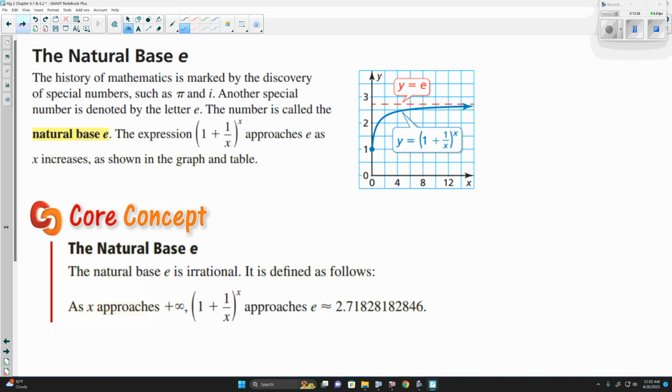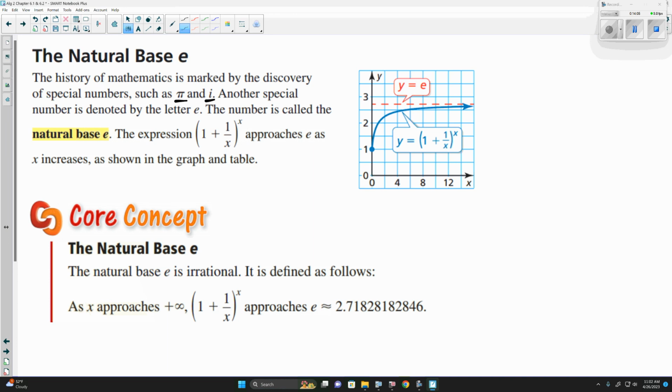Yes. Now, the other part of this lesson, the natural base e. The history of math is marked by the discovery of special numbers, such as pi and i. We know pi is an irrational number, a non-repeating, non-terminating decimal, 3.14, and continuing on. i, we know, is the square root of -1. It's an imaginary number. Now, e is another special number.